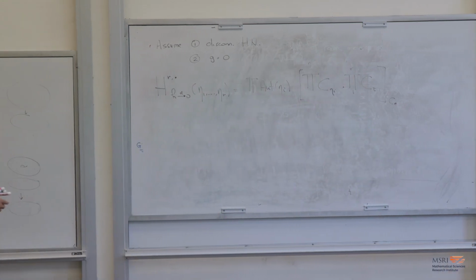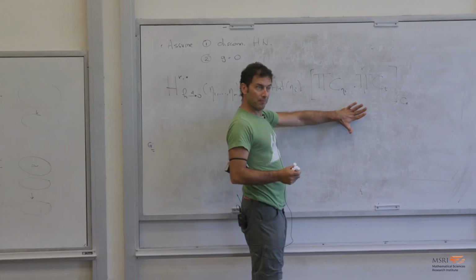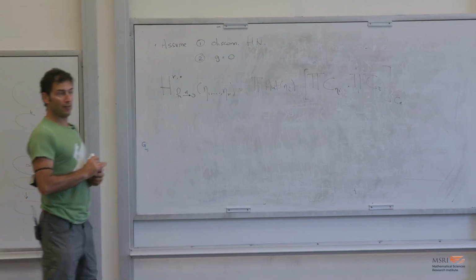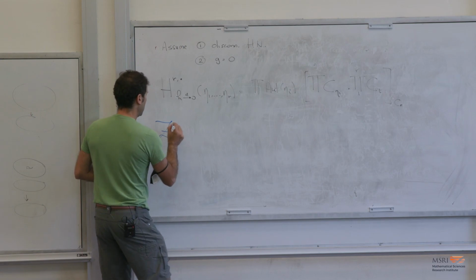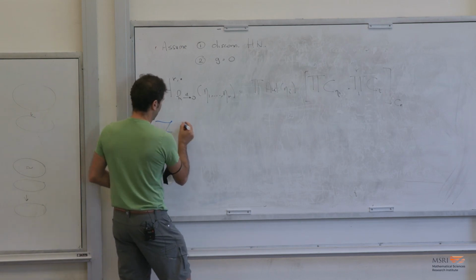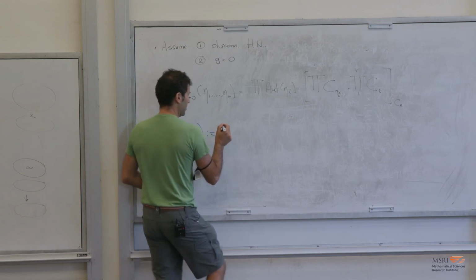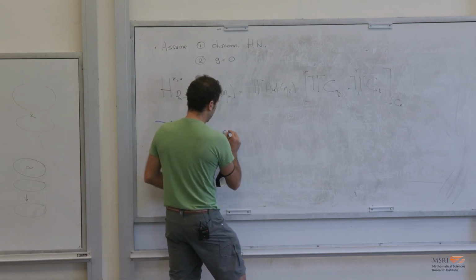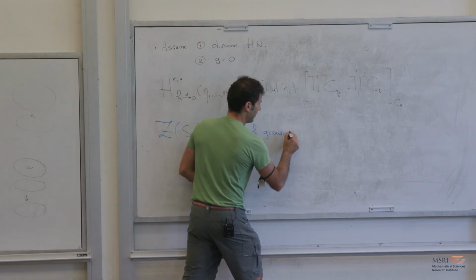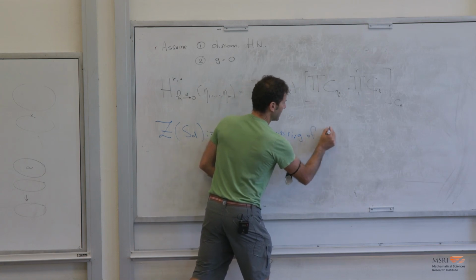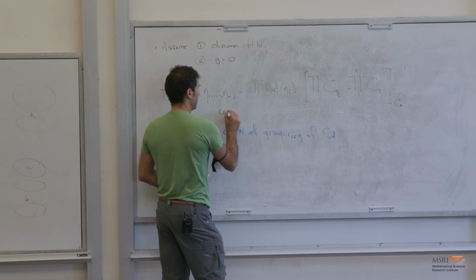What are these things? These are elements, these are vectors in a particular algebra, namely, the class algebra of the symmetric group. So let me introduce that. So Z of S_d, by definition, is the center of the group ring of S_d. This is called the class algebra.